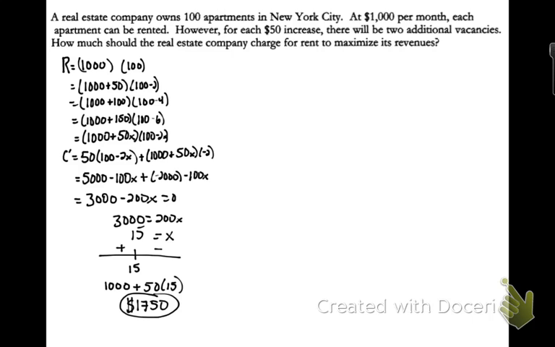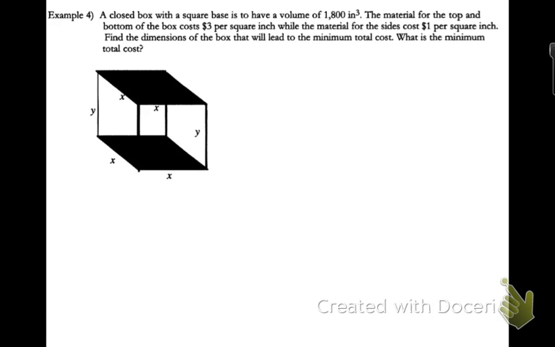Let's look at a second problem. There is a box whose volume is 1,800 cubic inches. So this box has a square base. So its base is x squared, its height is y, and its volume is 1,800. And notice that this means that y must equal 1,800 over x squared.